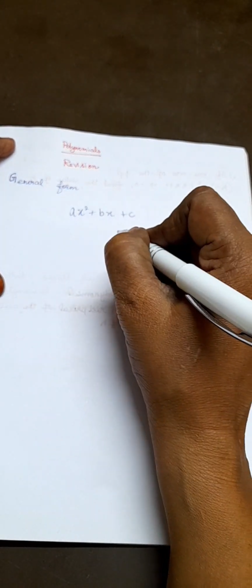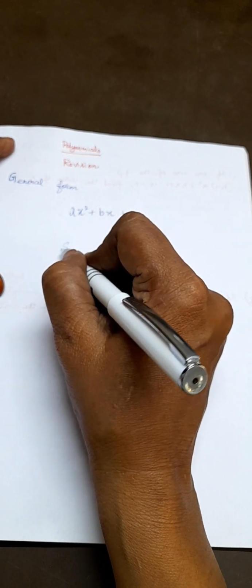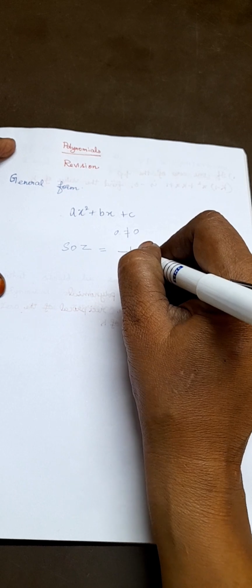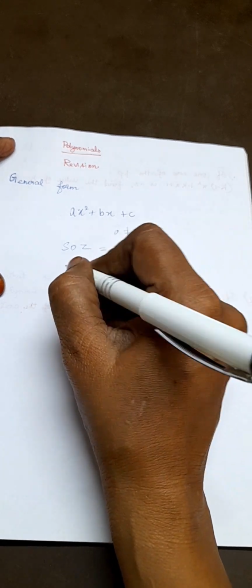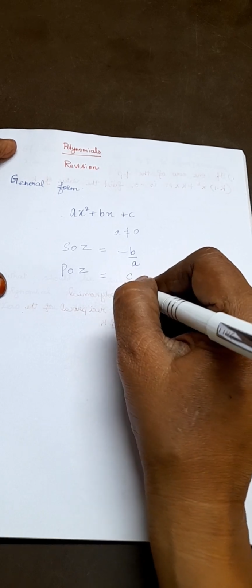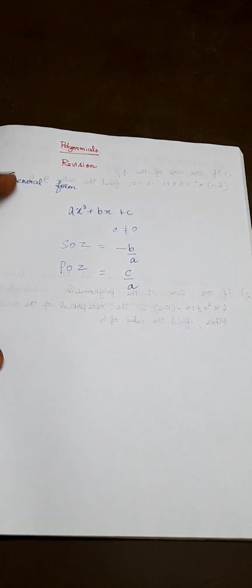Now here a should not be 0, right? Okay, here what is the sum of zeros? Sum of zeros is nothing but minus b by a. And what is the product of zeros? Product of zeros is c by a.